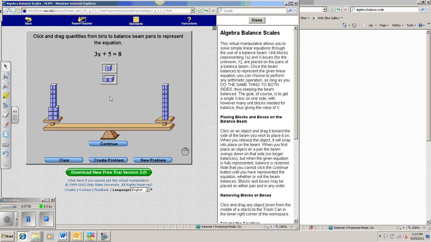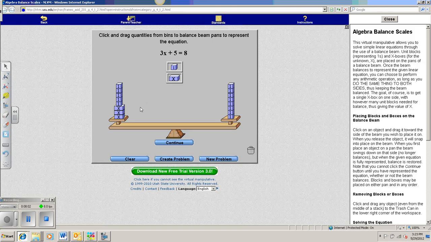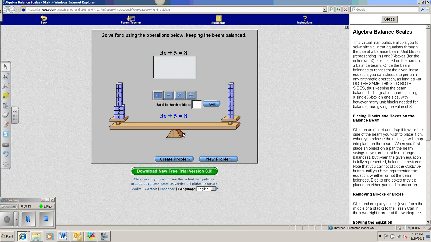And it balances out. So we can see that this is balanced. We have a true statement. 3x plus 5 grams is equal to 8 grams. Okay? We're going to continue on. How can we figure out what 1x is? So I'm going to solve for x using the operations below, keeping the beam balanced. So 3x plus 5 is equal to 8.